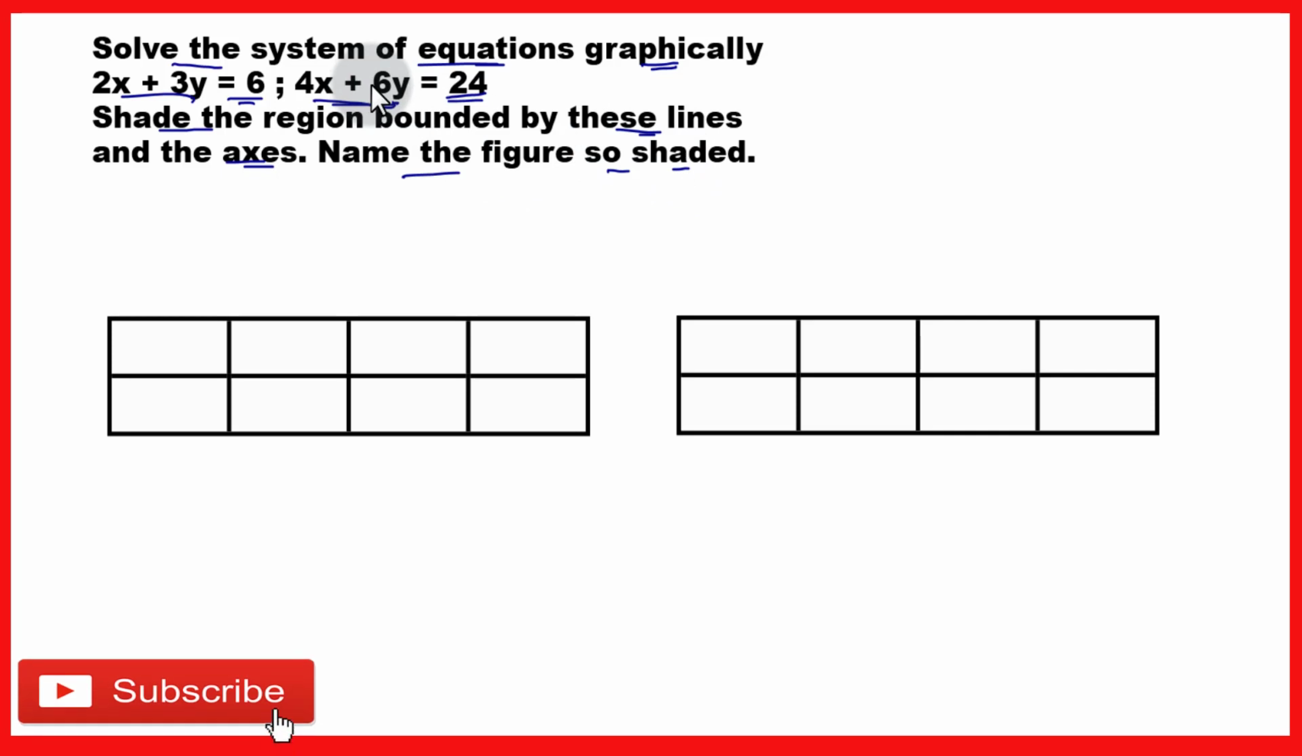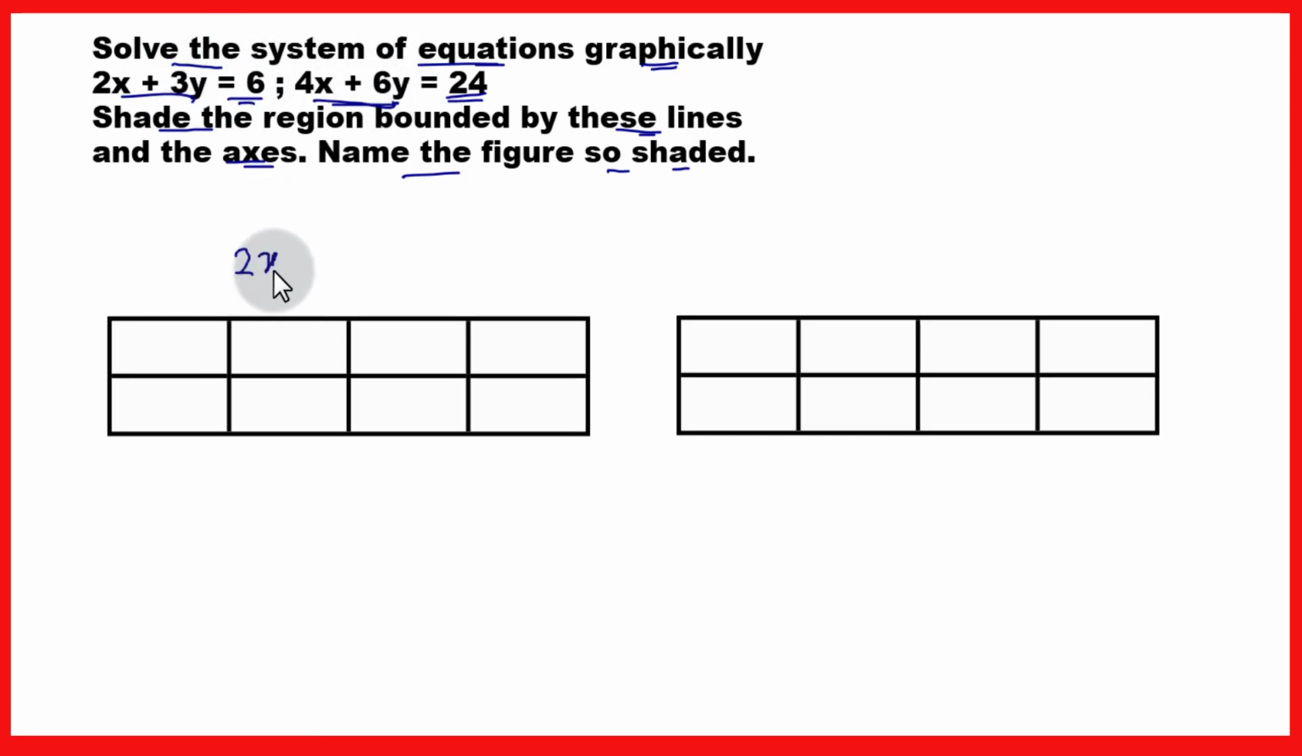Now friends, here you have to solve the system of linear equations graphically, and the two equations are given as 2x plus 3y equal to 6, and the other equation is 4x plus 6y equal to 24. So to plot the graph, we first find the x coordinates and the y coordinates of the given line. So 2x plus 3y is equal to 6, we write as y in terms of x. So how do we write y in terms of x?